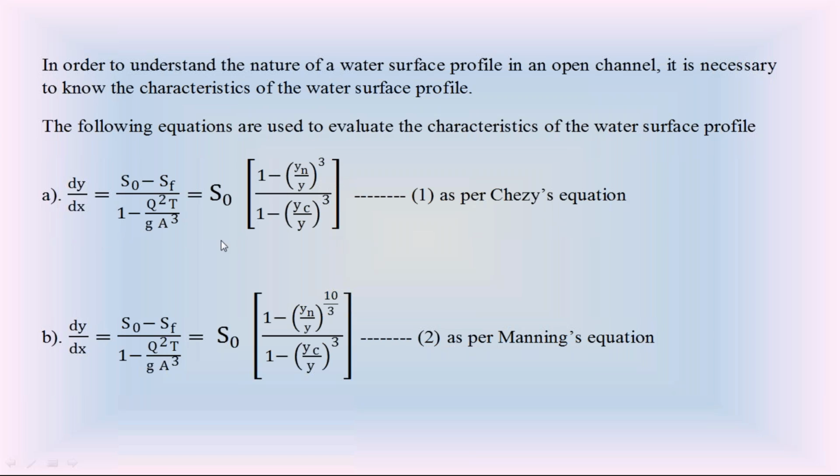Please note down this equation first in your notes, everyone. This is the dynamic equation of gradually varied flow in the wide rectangular channel. We are using this equation to understand the characteristics of water surface profiles in open channels. Check this right hand side. Here, S naught is the channel bottom slope, Yn is the normal depth of flow, and Yc is the critical depth of flow.